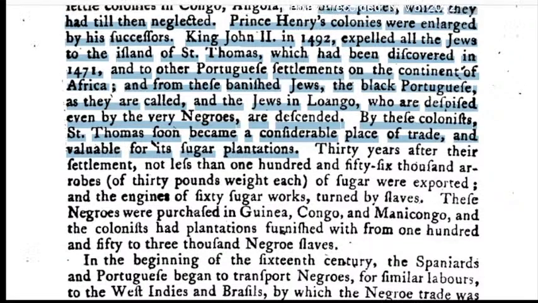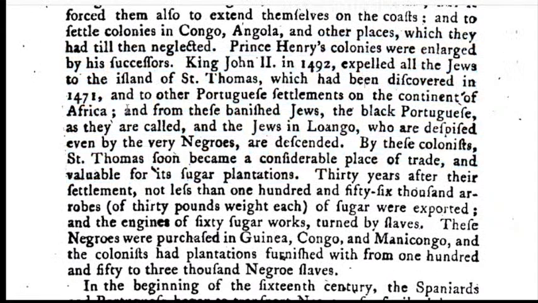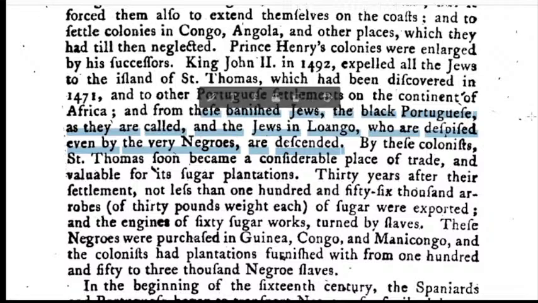Let's read that again. I'm gonna highlight that thing again, yo. And from these banished Jews, the people that got kicked out of Portuguese, right? That King Thomas had expelled, right? From these banished Jews, the black Portuguese, as they are called, and the Jews in Luango, who are despised even by the very Negroes whom they are descended. Right? And I didn't just add that whom they are descended. That's in some other translations where it has that. This is an old book. This is like one of the more original books that they made a copy of.